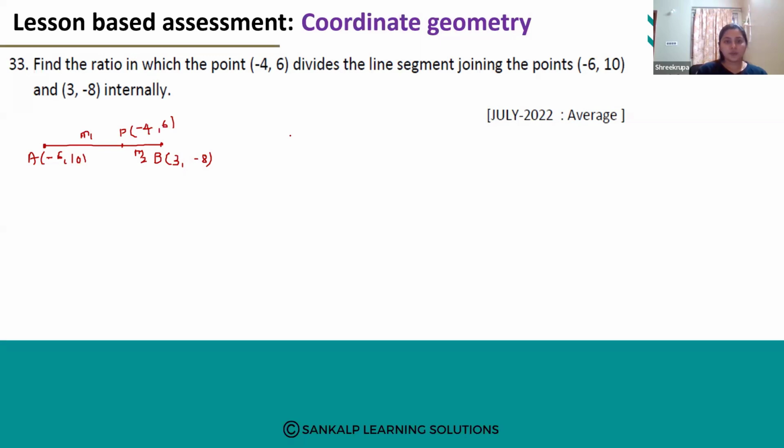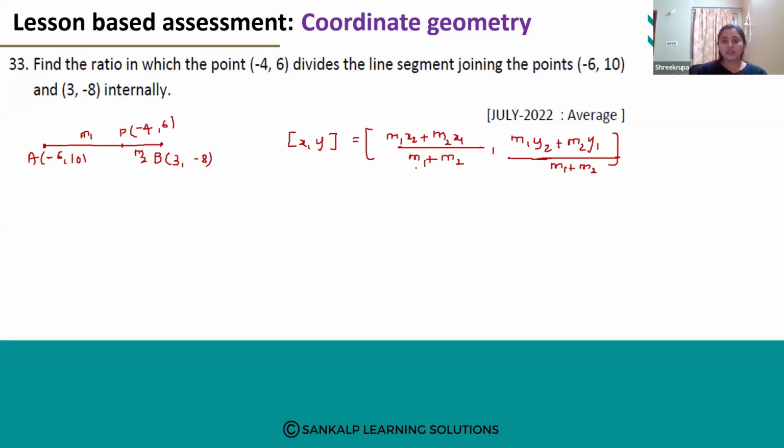For that, we can use the formula (m1x2 + m2x1) divided by (m1 + m2), comma, (m1y2 + m2y1) divided by (m1 + m2). We can find out the ratio of m1 and m2 by using this formula. So let's substitute the values of x1, x2, y1, y2, etc.